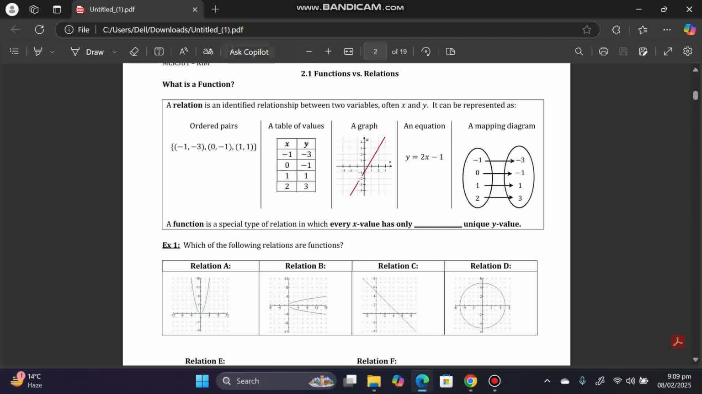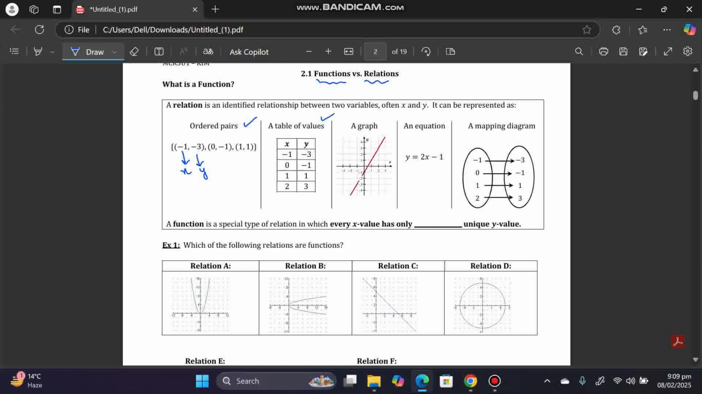So today we will discuss the functions and the relations. So firstly, what is a function? A function is a relationship between two coordinates, x coordinate and y coordinate. Here you can see there are many ways to represent a function. We can represent it in the form of ordered pairs.